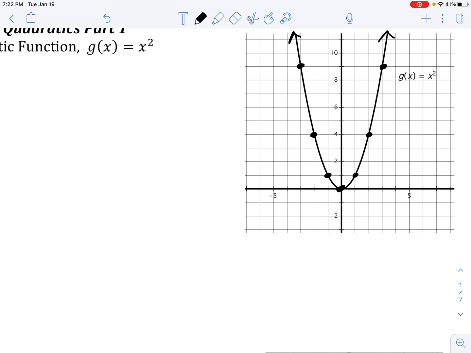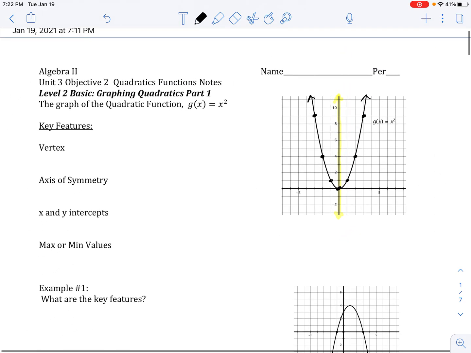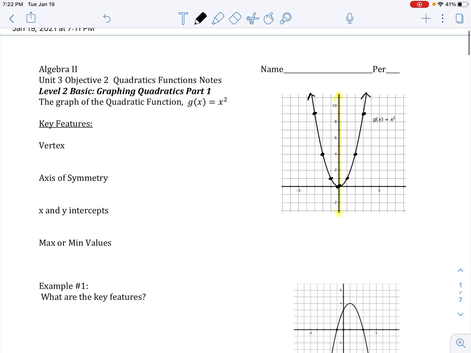Those points, as you can see, are symmetric over a line that cuts the parabola, the name given to the quadratic curve, in half. That line is called the axis of symmetry. As is the case with all graphs, some important points on the graph are x and y intercepts. Those are the places where the graph crosses the x or y axis. So this is our y-axis, this is our x-axis.